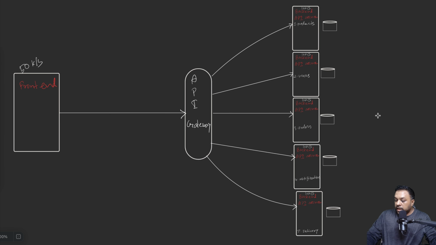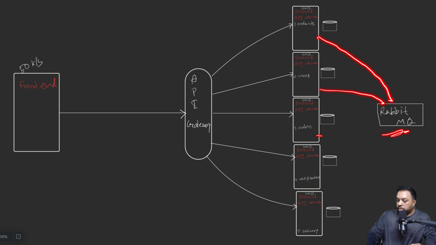Generally, for that a message queuing service is used. There are many message queuing services like RabbitMQ, or Kafka, and many more. Here we are using RabbitMQ. So all of the services remain connected with this RabbitMQ, and through the RabbitMQ service they will communicate with each other. All right, so let's make the communication happen among them.